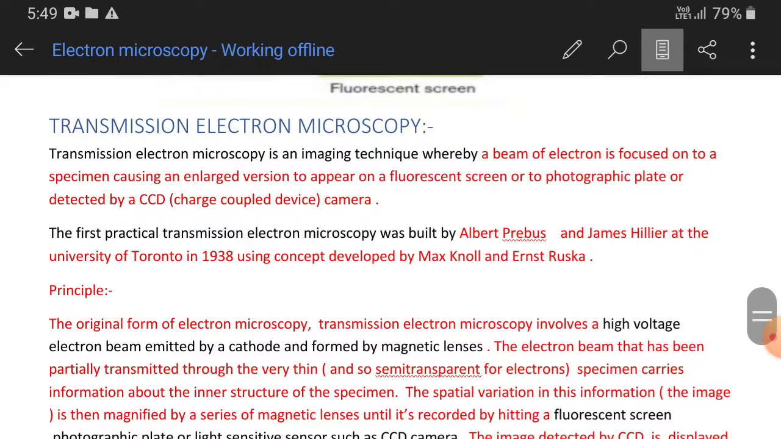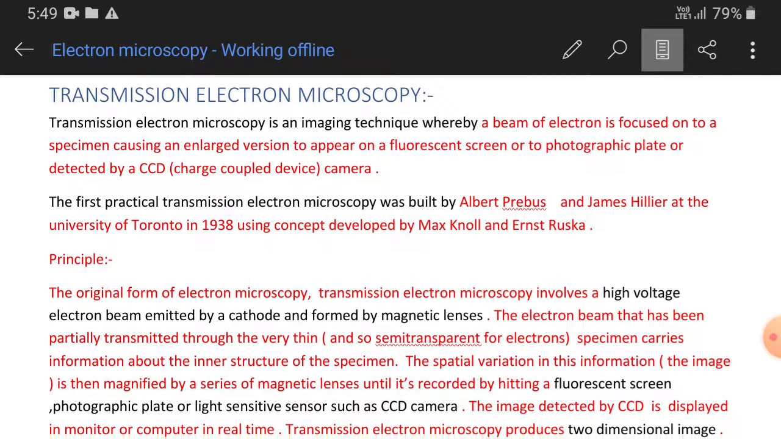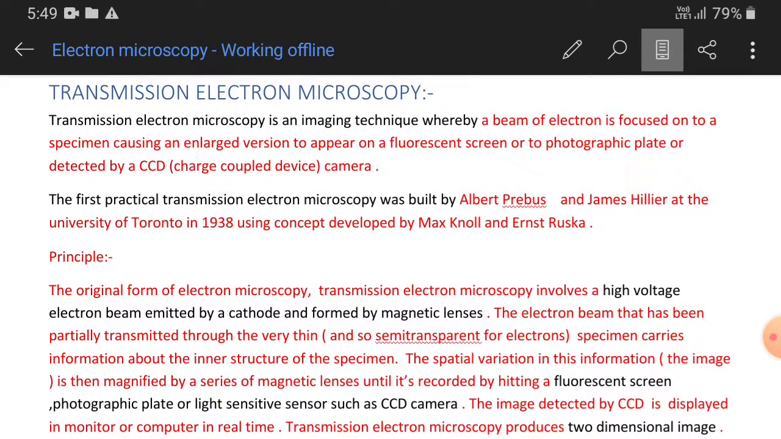Now for better understanding, I will share a GIF, sorry, not GIF, it is GIF. So this GIF will help you understand transmission electron microscopy, and I have taken this GIF from the internet, and I will also provide the link of this GIF. Okay, so this is one.